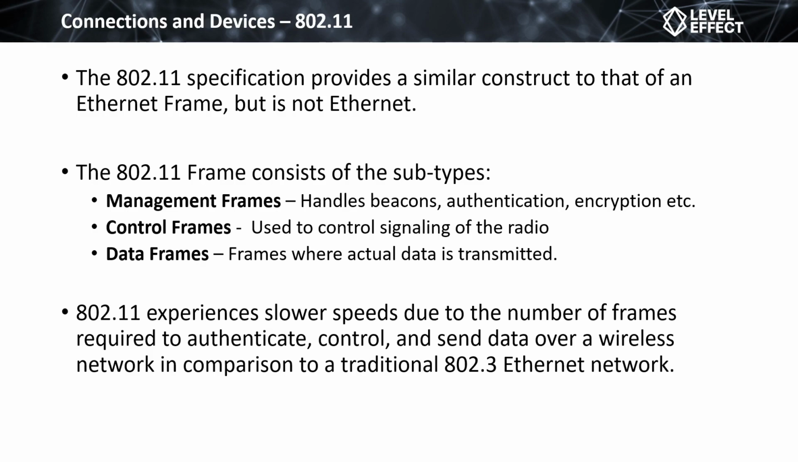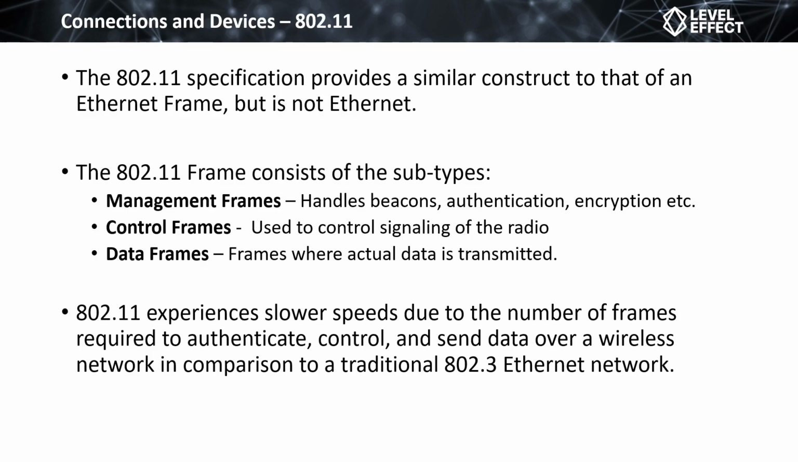And last but not least, we have our traditional data frames. This is where the data that users are actually sending over wireless networks is observed. Thing to note, data frames are the only frames in the 802.11 specification that are encrypted. Management and control frames are sent in clear text to anybody within range to pick up these signals and observe these two packet types.